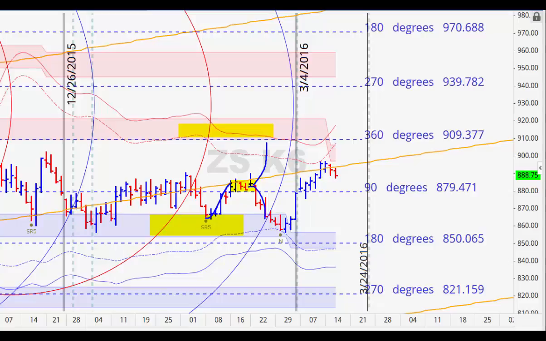Let's fast forward then and look at where we live right now. Earlier in March 4th, we talked about a potential turn point here, and you notice the market really got some great energy and really moved up.